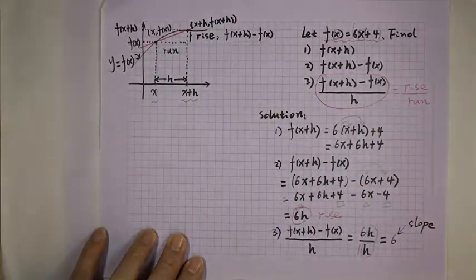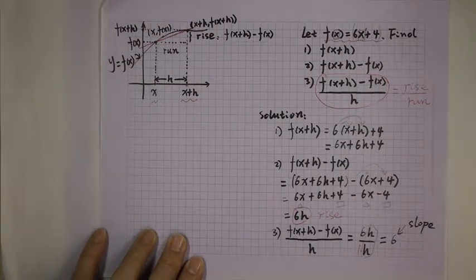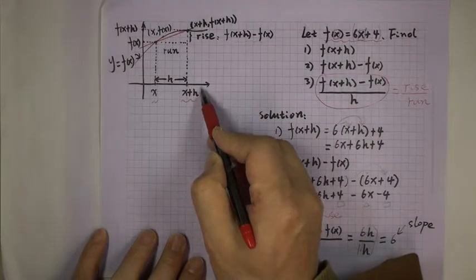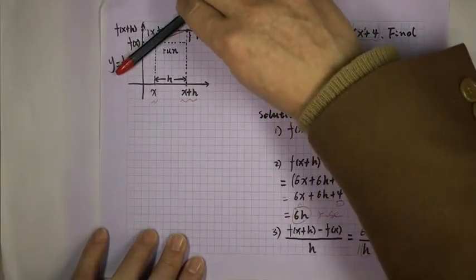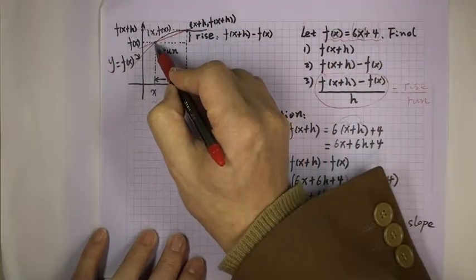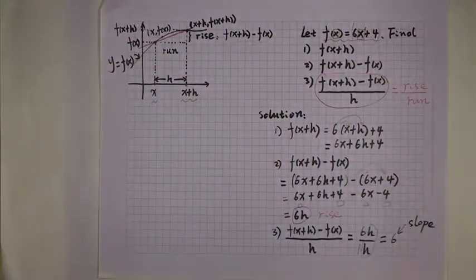Eventually this line is going to be the tangent line of this curve at this point. So in calculus we will see that. You take the limit, let h go to 0, and then you will get the slope of this tangent line at this point. That's in calculus. Okay, so please review this lecture. I'll see you next time.